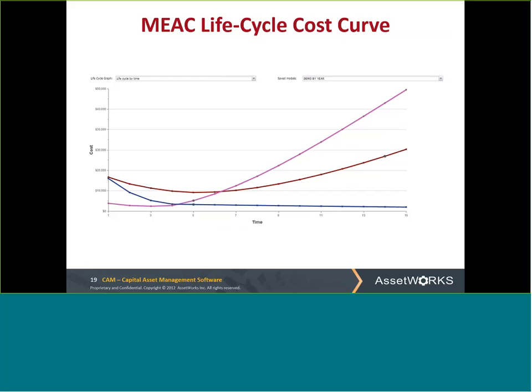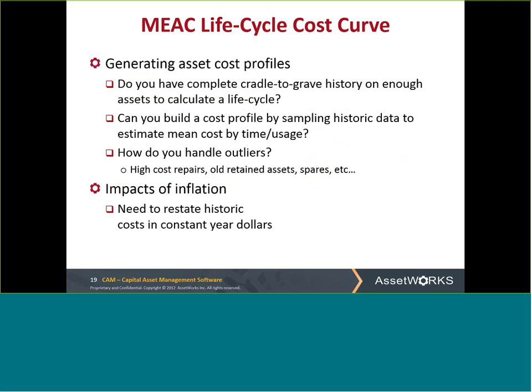Again, if I keep it out towards year 11 or year 12, I'm looking at $20,000 a year, whereas in year 5 or 6, I'm looking at $10,000 a year in operating and ownership costs. So I want to set my replacement cycles in between years 5 and 6.